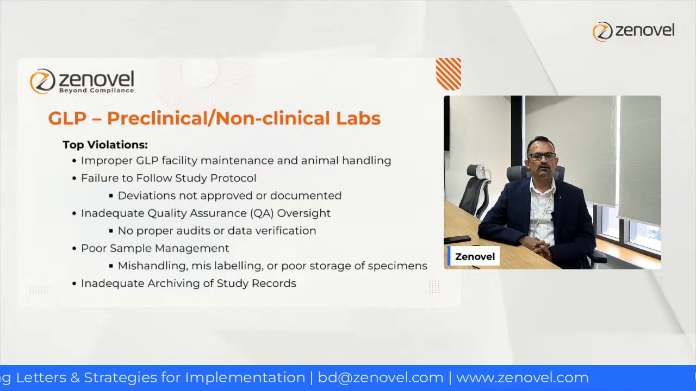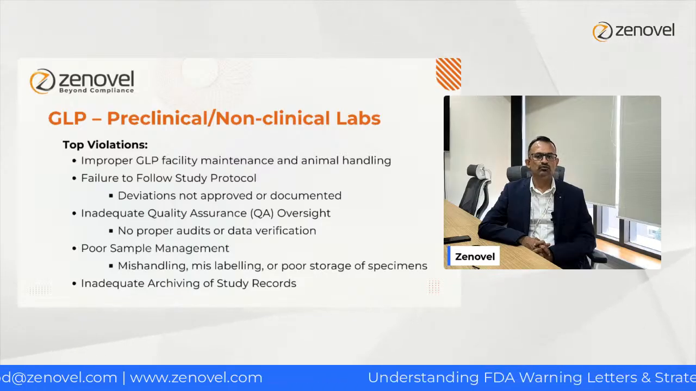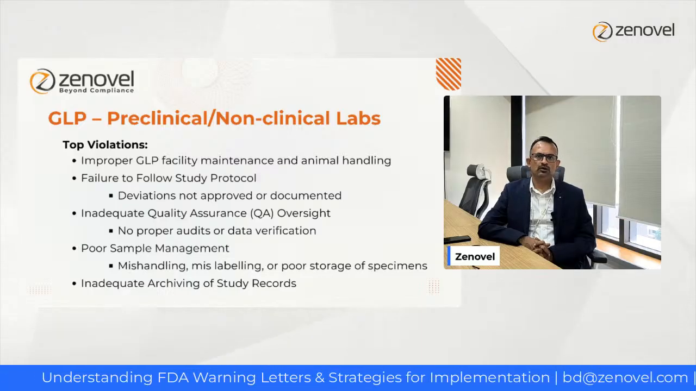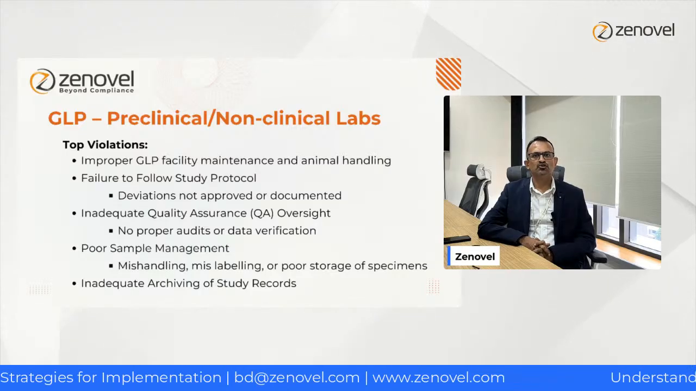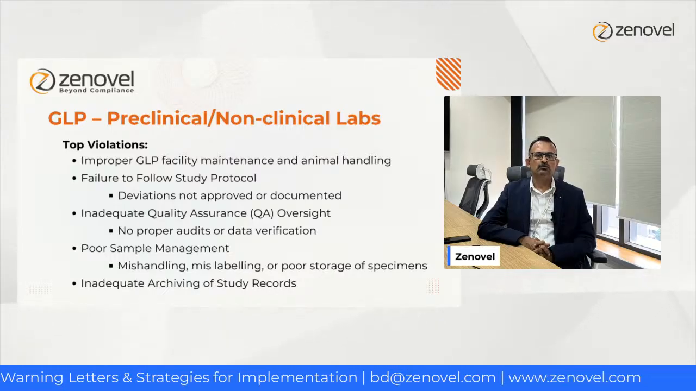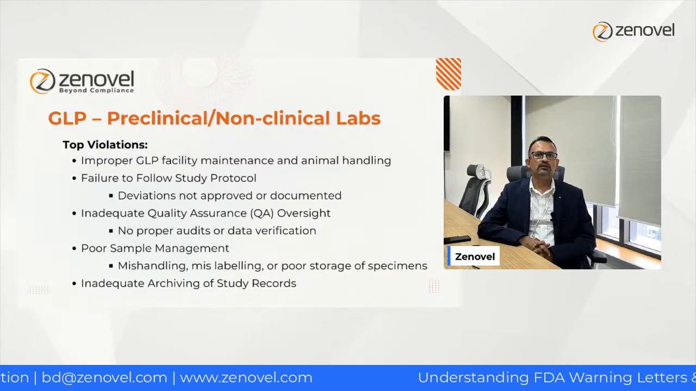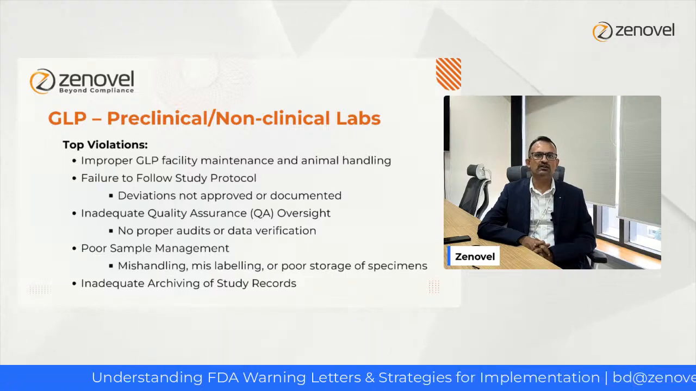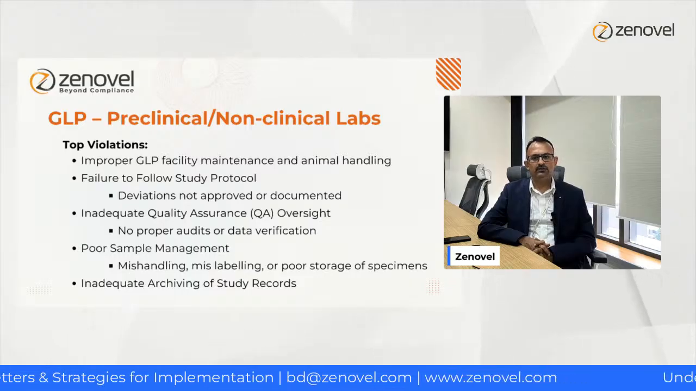So here, improper GLP facility maintenance and animal handling is a top violation. Sometimes we observe that in the animal house, humidity, temperature, and airflow were not maintained because of poor AHU maintenance. Failure to follow the study protocol is the main concern. If the team does not have proper protocol training and they are not approving the protocols with the study directors, and sometimes they are not even documenting major deviations.